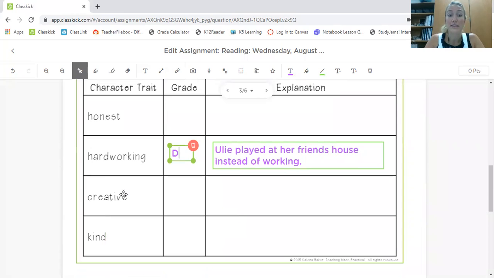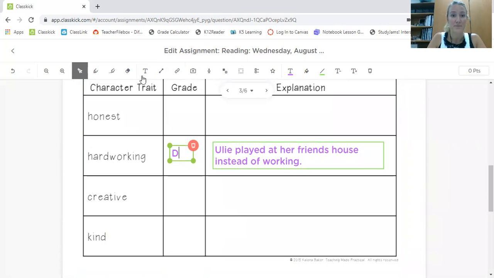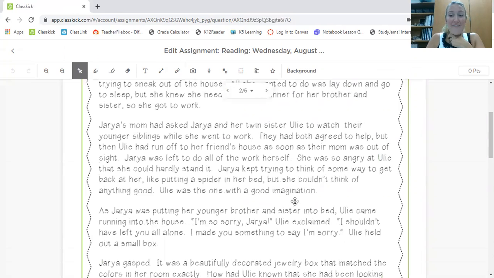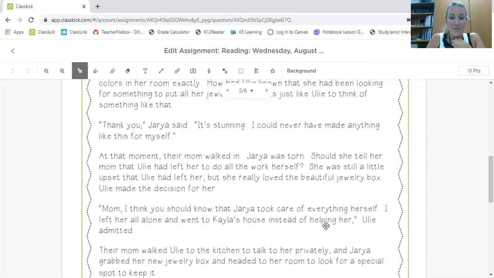I'm also going to leave creative for you to do. Think about what she made Jarya that would be good to add for evidence that shows that she was a creative character. That was her character trait. And finally, being kind. Now I'm going to go back and see maybe something she did. You may use similar evidence for being creative.